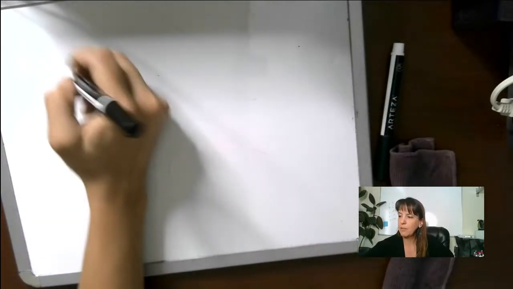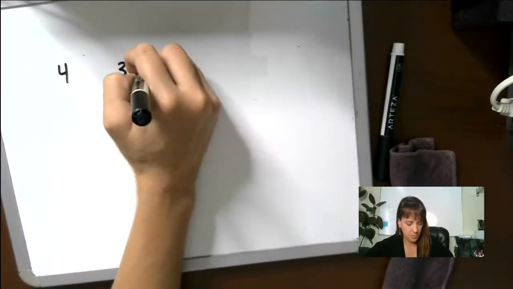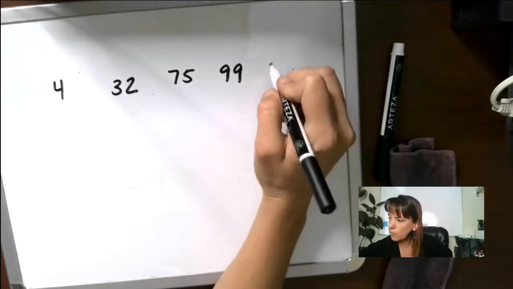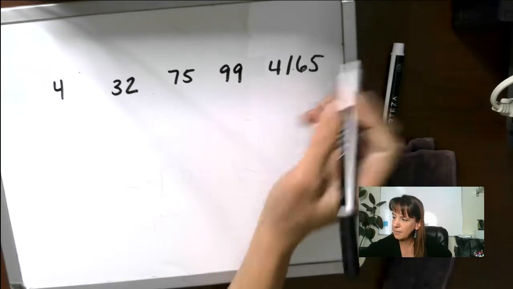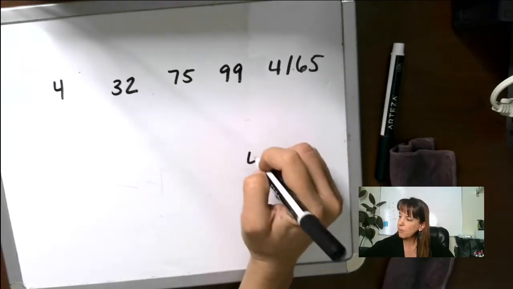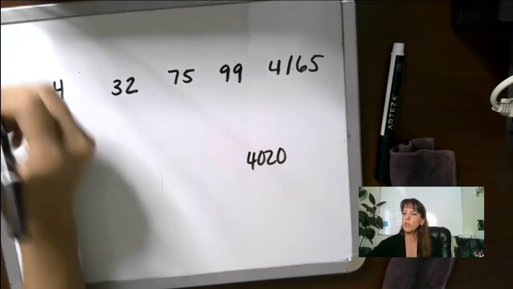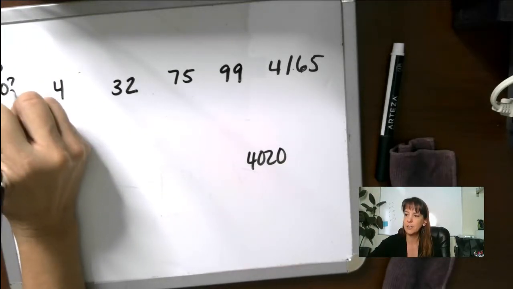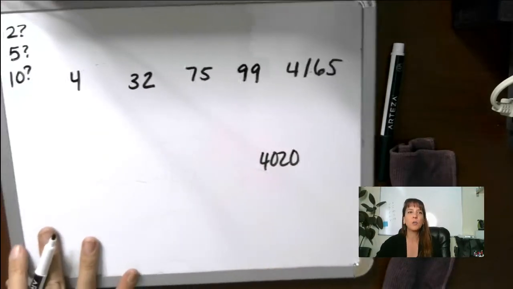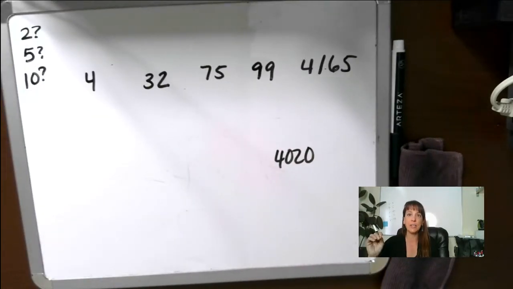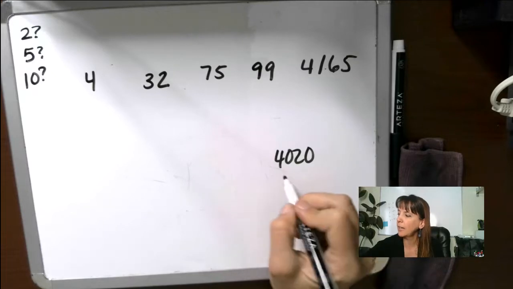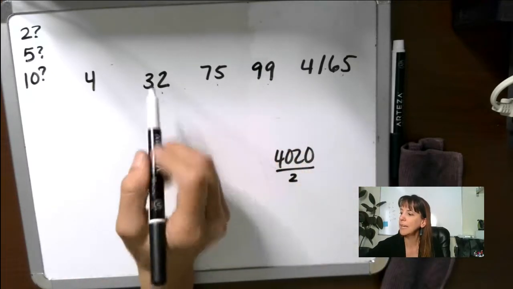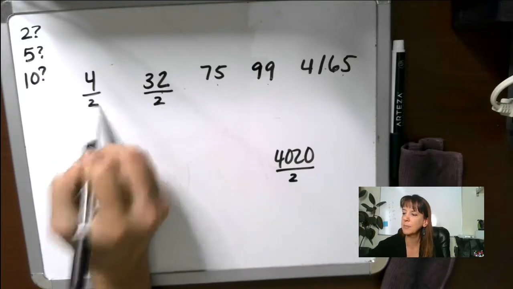So we have 4, 32, 75, 99, 4,165, and 4020. Okay, so which are divisible by 2, 5, and 10? All right, so the rule with 2 is, again, if it ends in an even number. So the only even numbers here I have, this is going to be divisible by 2. No, no, no, yes, that'll be divisible by 2, and this will be divisible by 2.